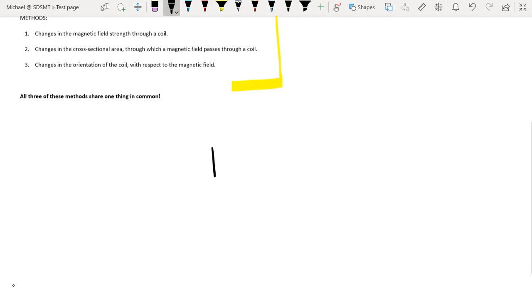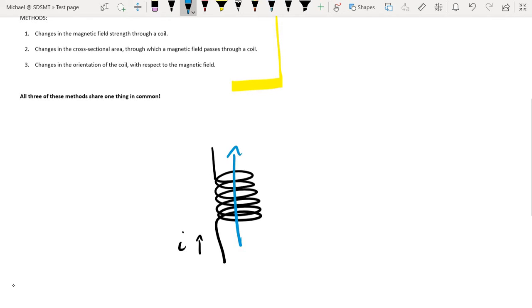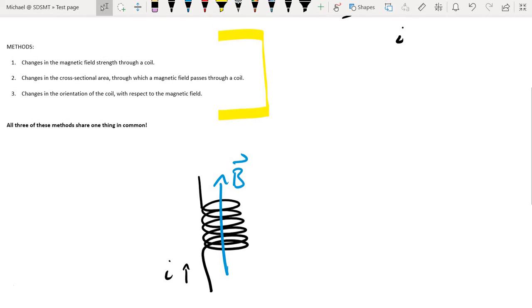And so what we can do is draw ourselves a coil. And in the previous chapter, this is what we would have called a solenoid. And we know that if we pass a current through the coil, that coil will generate a magnetic field. But that's the electric phenomenon producing the magnetic phenomenon. We now want to go the other way. We want to take a magnetic phenomenon and produce an electric phenomenon.